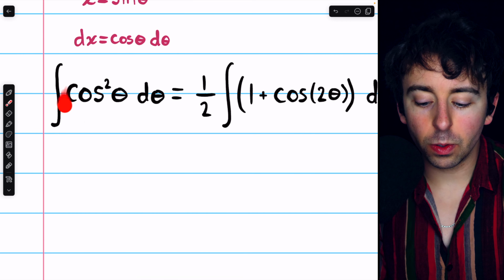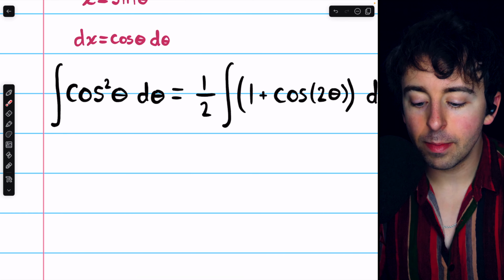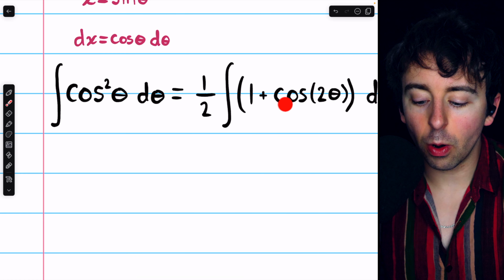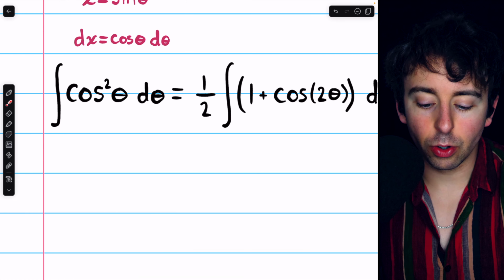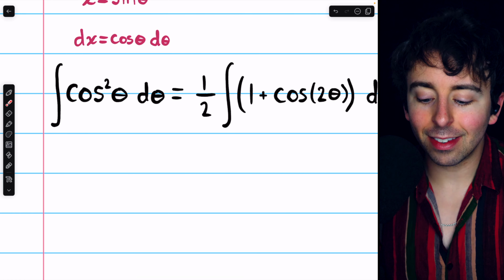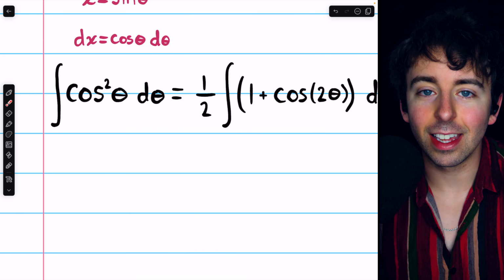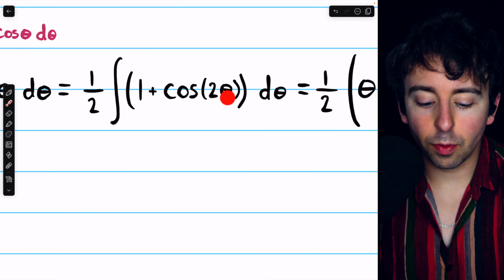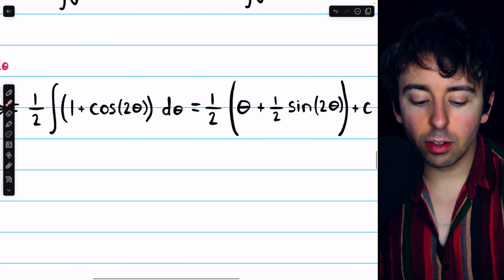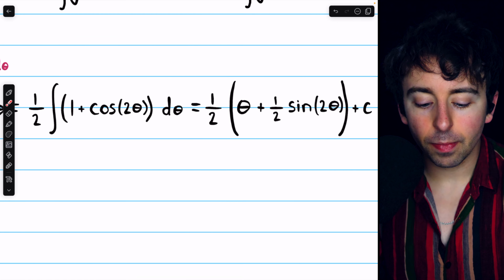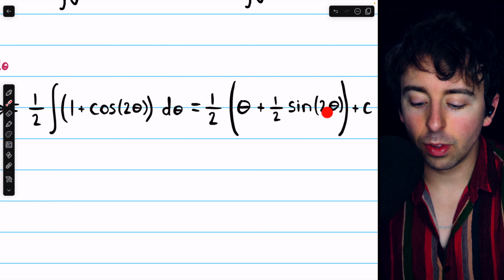Then, to integrate cosine squared theta, we have to recall that cosine squared theta equals 1 plus cosine 2 theta over 2. That division by 2 we can take out of the integral, but that still leaves 1 plus cosine 2 theta inside the integral. Now, this is straightforward to integrate. We just have the 1/2 out front, and then the integral of 1 is theta, and the integral of cosine 2 theta is 1/2 sine 2 theta.